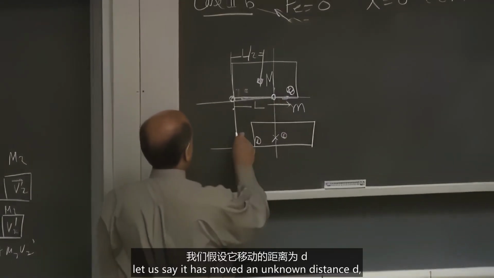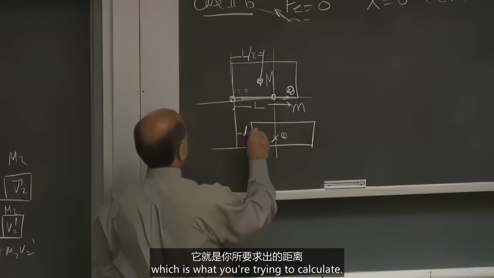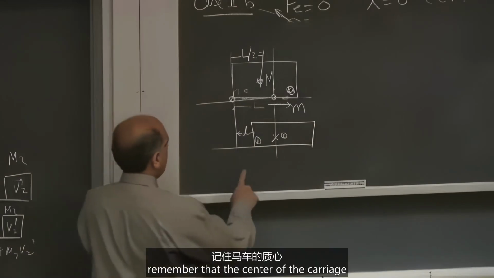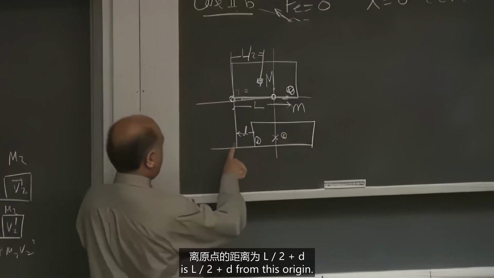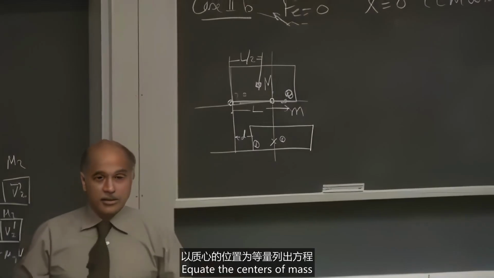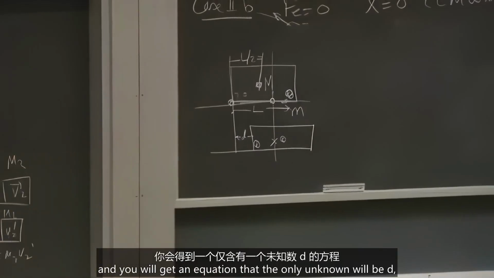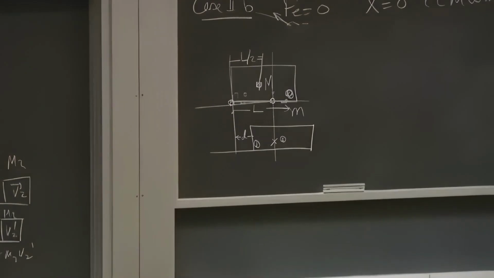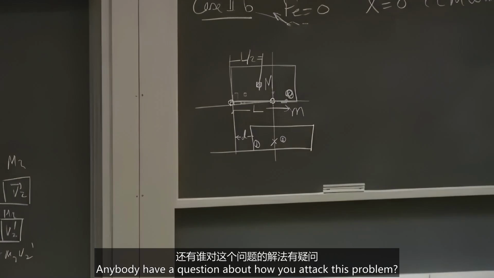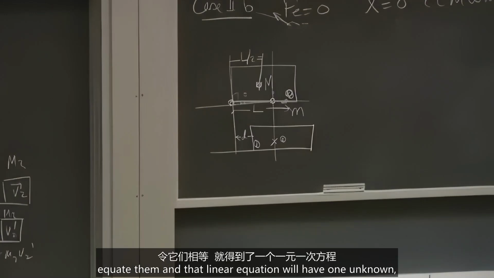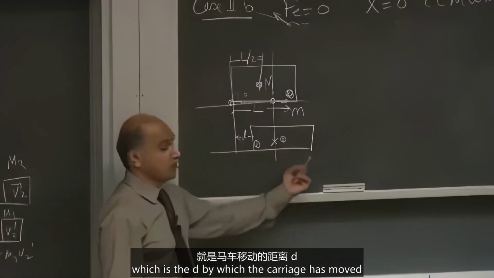At the end of the day, let us say it has moved an unknown distance d, which is what you're trying to calculate. Recompute the center of mass. When you do that, remember that the center of the carriage is L over 2 plus d from this origin. The horse is at the distance d from the origin. Equate the centers of mass, and you will get an equation where the only unknown will be d. And you solve for d, and it'll tell you how much it moves. Anybody have a question about how you attack this problem? Find the center of mass before, find the center of mass after, equate them, and that linear equation will have one unknown, which is the d by which the carriage is moved, and you can solve for it.